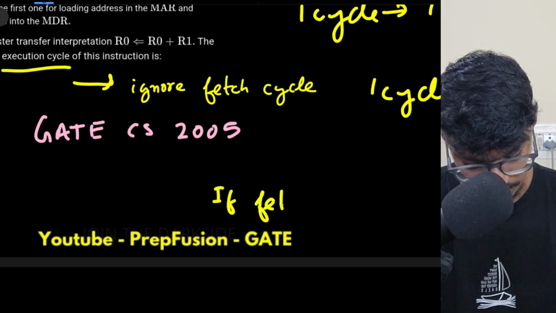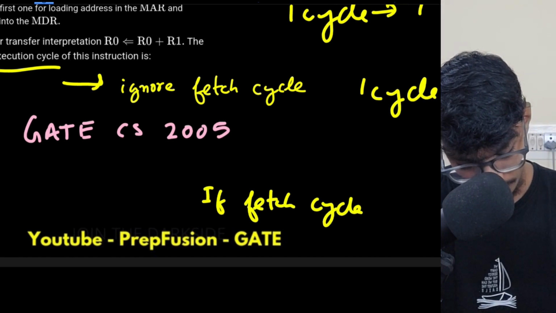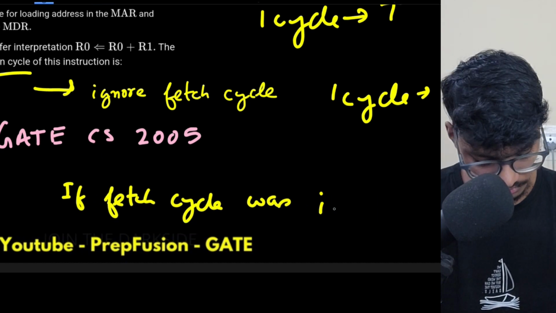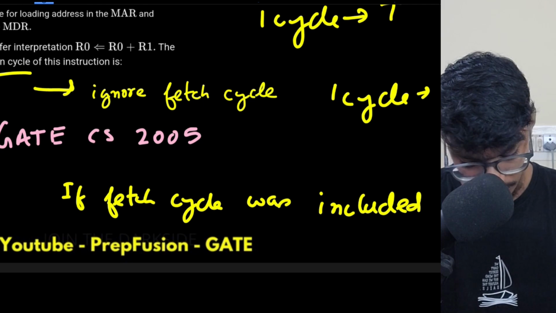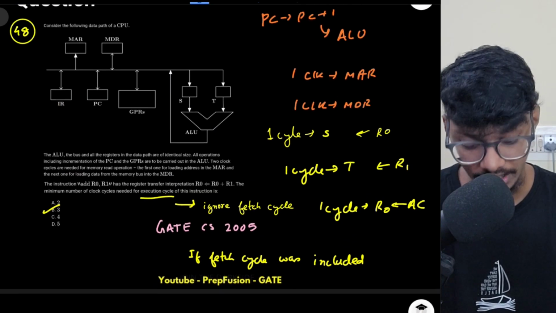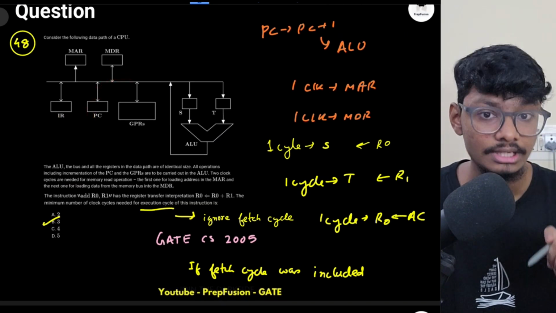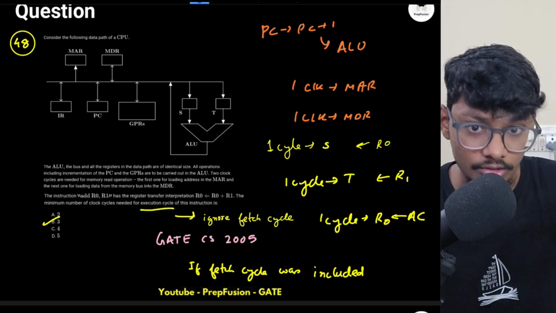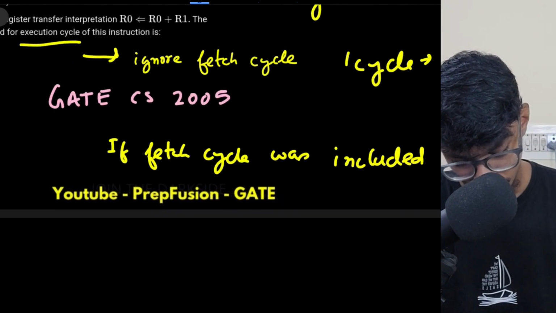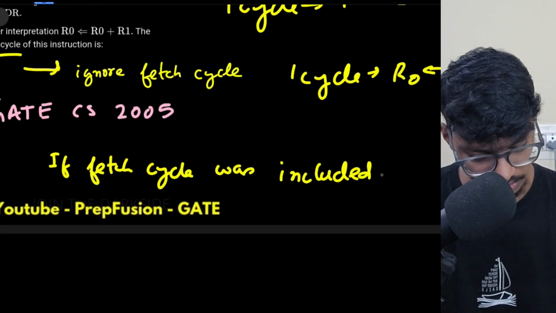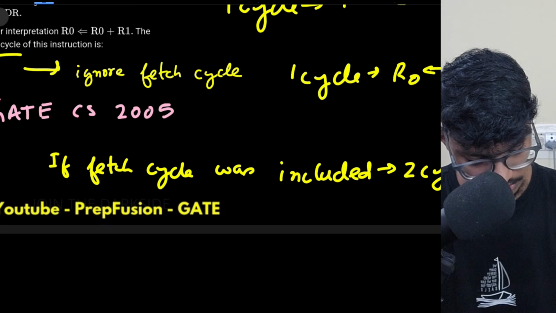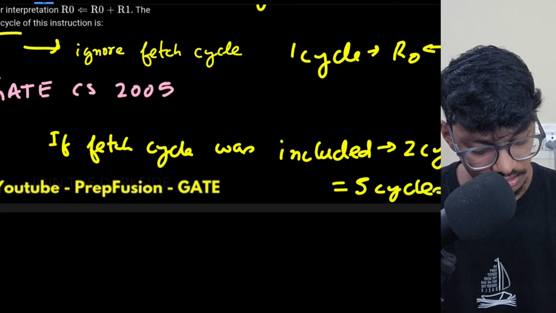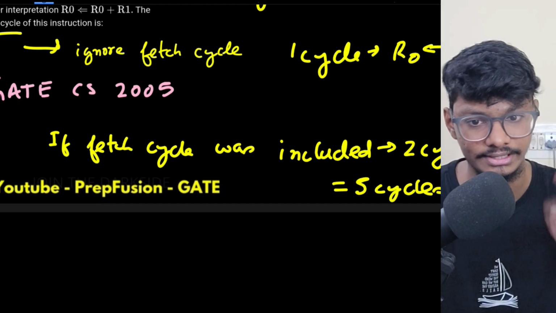If the fetch cycle was included, I have to first load the address on the MAR from the PC. That will be one cycle. Then I have to load the instruction that is pointed to by the MAR into the IR. So 2 cycles. So in total how many cycles will I require for the whole instruction? 5 cycles.